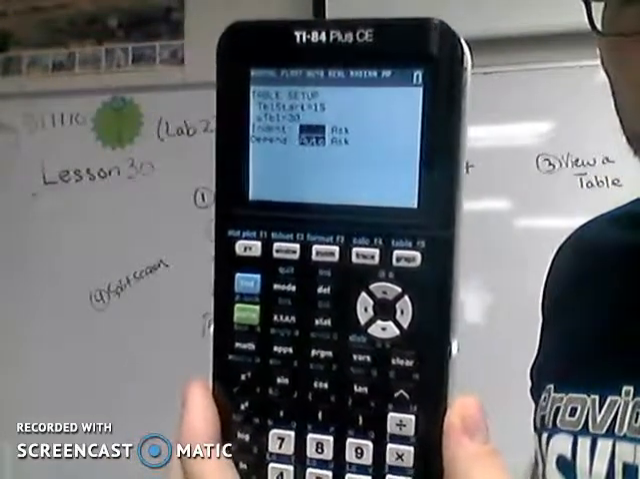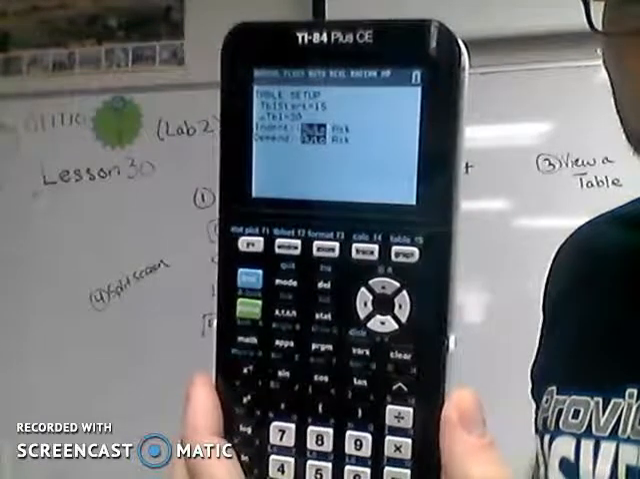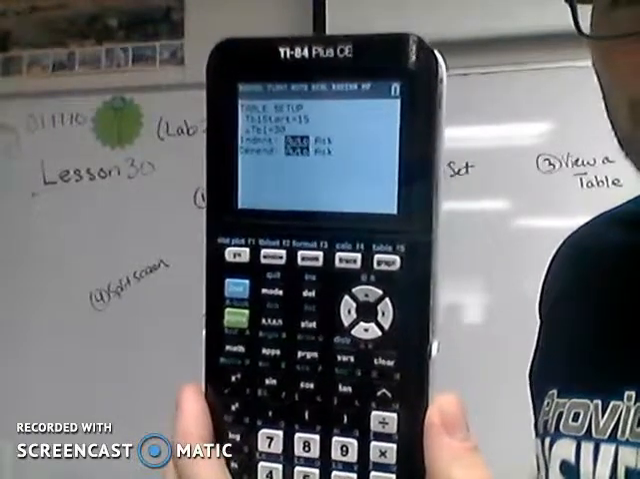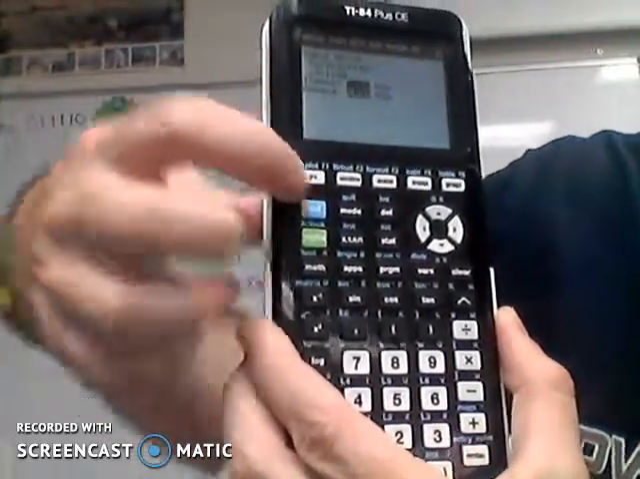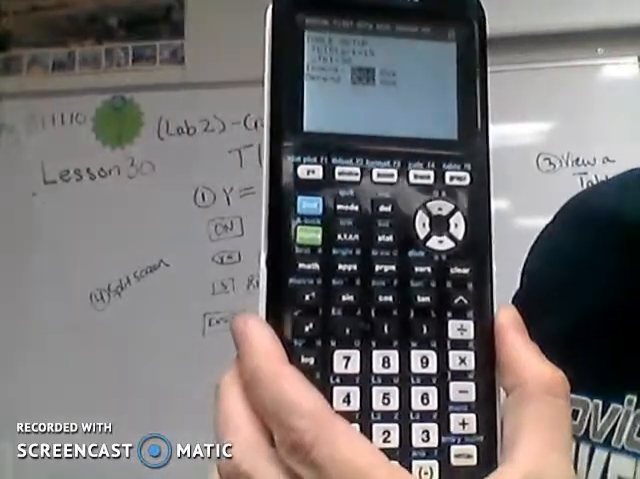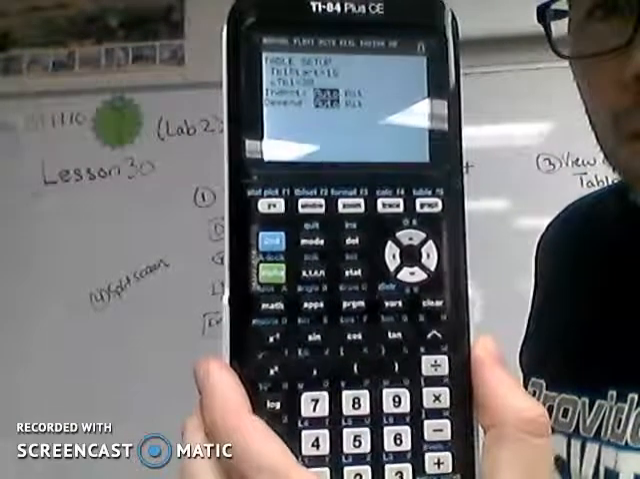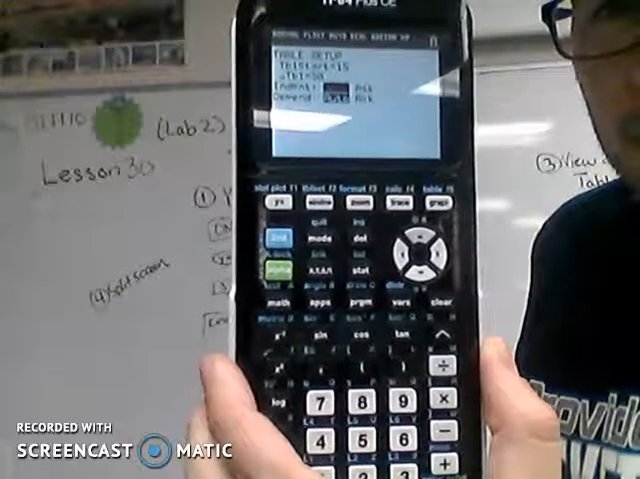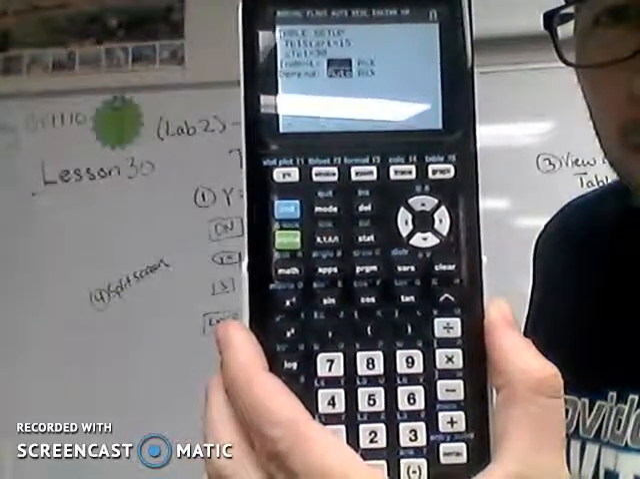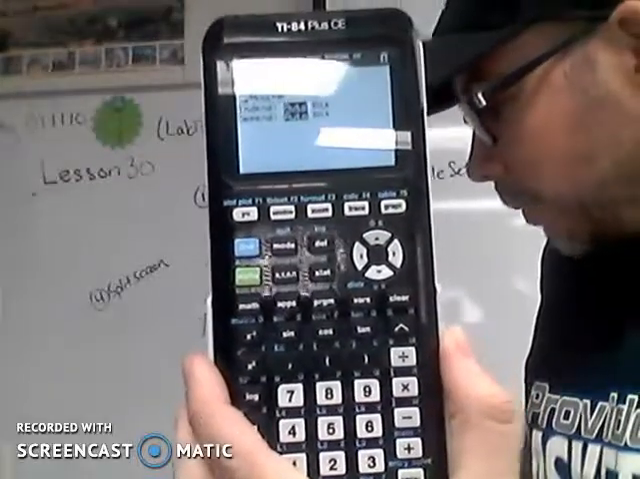So they would like it set up like that, but whatever problem you're going through, you can set it up however you would like to. So that's table set, accessed again through second and then window. That gets to table set. You can tell it where to start, how far apart the entries should be, and then independent and dependent should be set to auto.